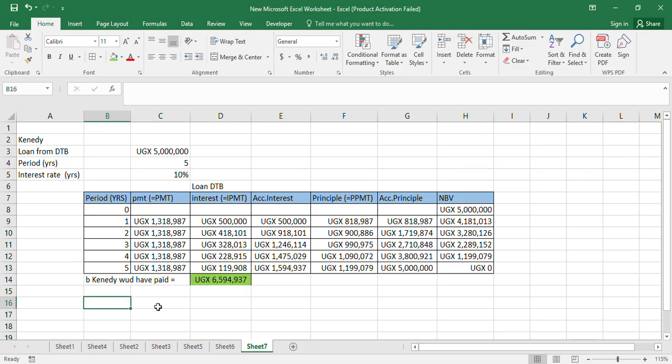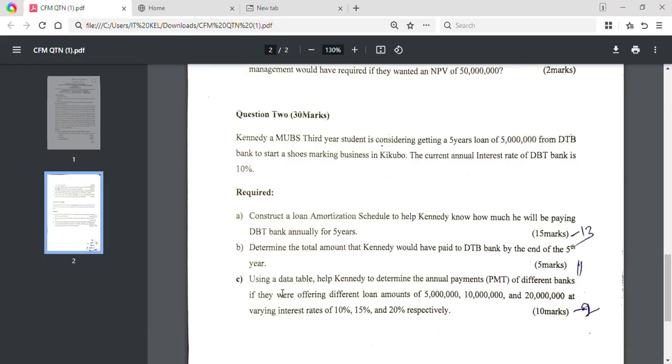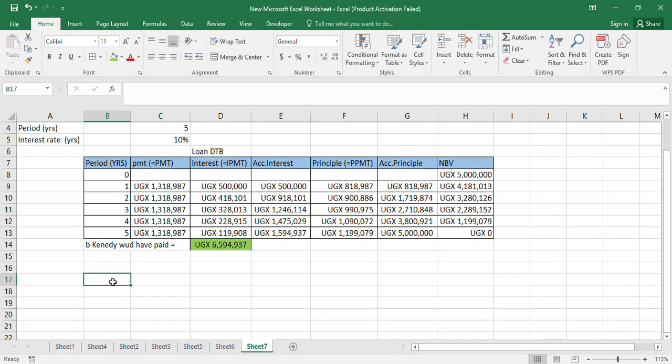Now, going to the next question, it says, using data tables, help Kennedy to determine the annual payment of different banks if they were offering different loan amounts of 5 million, 10 million, and 20 million, with varying interest of 10, 15, and 20% respectively. So we shall first create a new table here. Name the data table, of course, it must be a data table. We want to know if Kennedy was paying that.